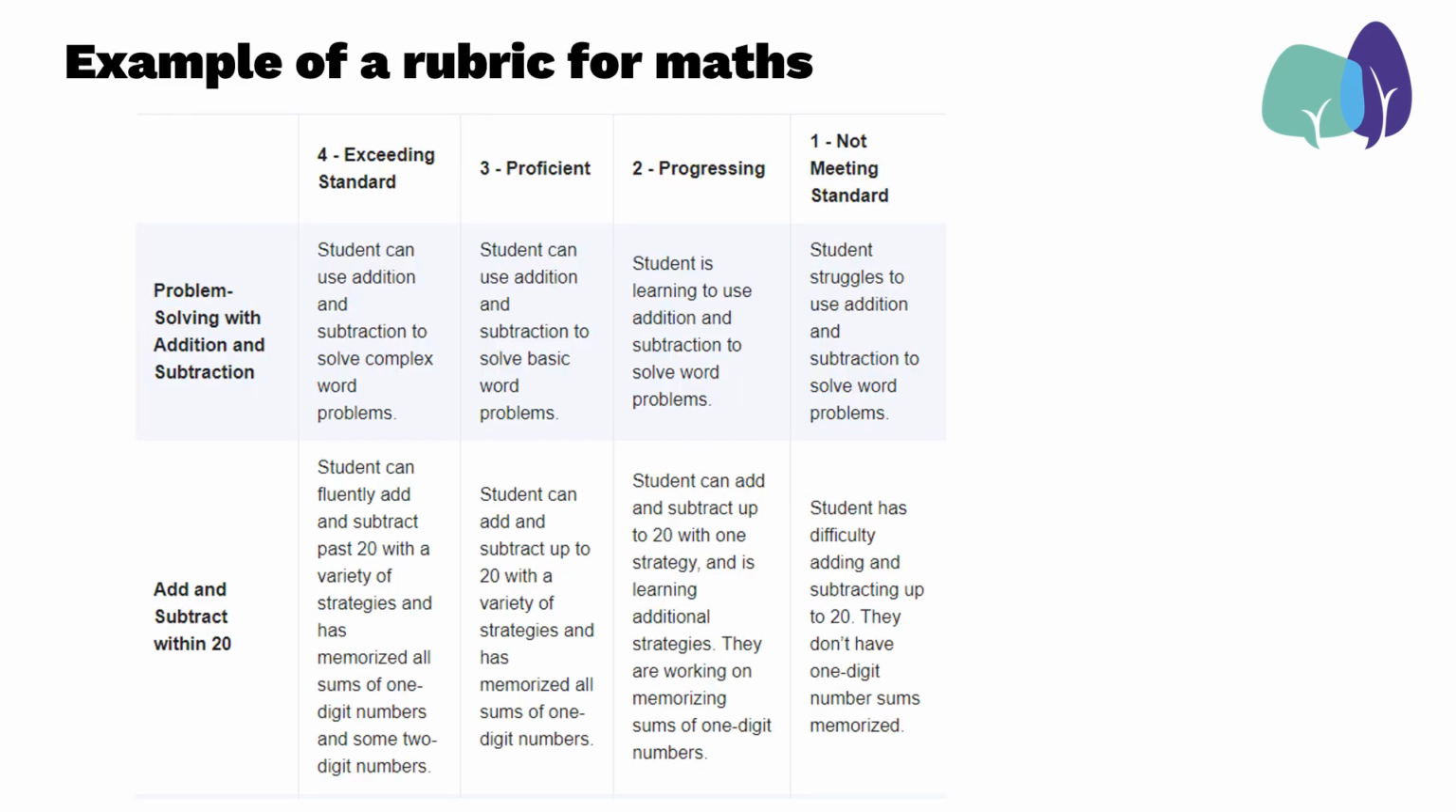You have here an example of a rubric for maths. You have 4 levels: 1 not meeting standard, 2 progressing, 3 proficient, and 4 exceeding standard. And in the vertical, the criteria: problem solving with addition and subtraction, and add and subtract within 20.